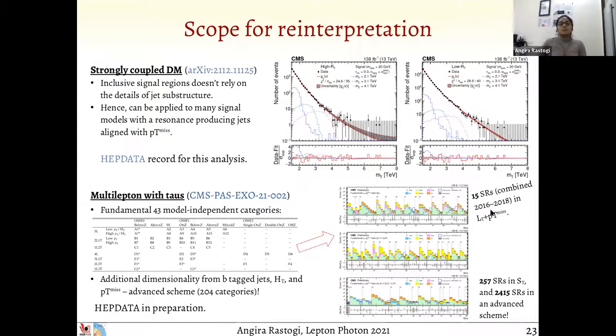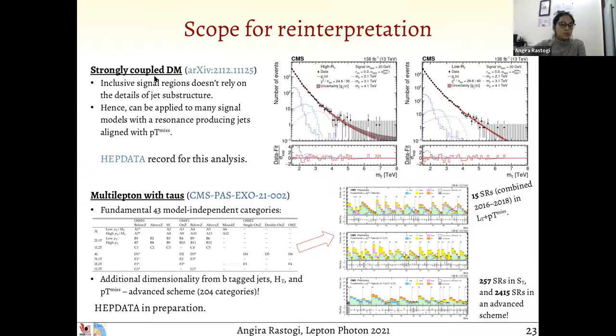Okay, so finally, in EXO, we are striving for analyses to be digitized as much as possible so that we can allow interpretation of these results in future for any other BSM model. So here I'm giving two examples from what I showed today.